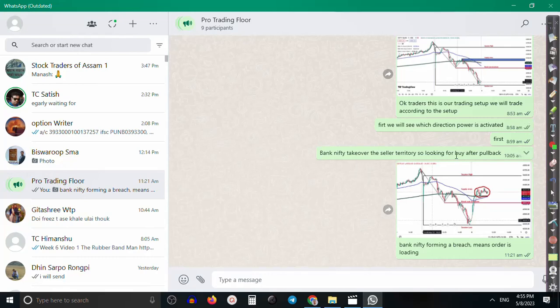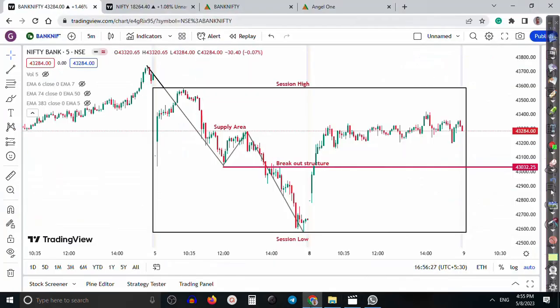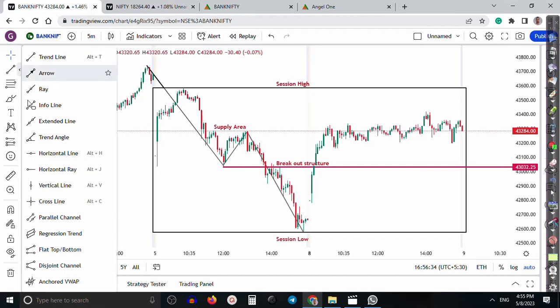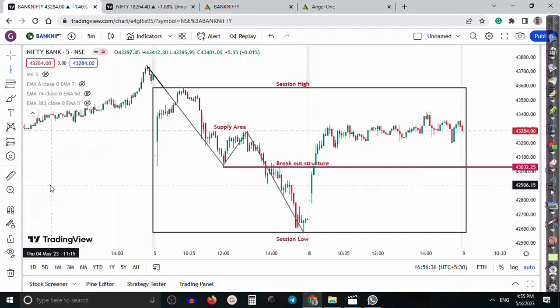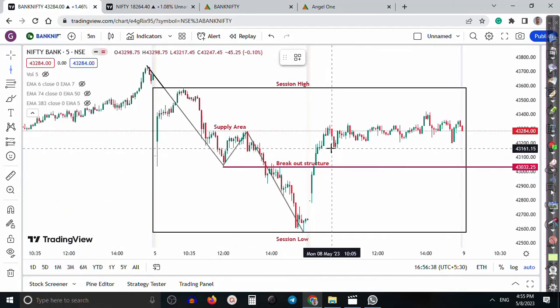Around 10:05, I told that Bank Nifty took over the seller territory, so we are looking for buy after a pullback. So here you can see, when I gave 10:05, let me explain. Let me show you here, 10:05. Okay, here I can see this area. Let me draw a vertical line. Okay, that was 10:05.